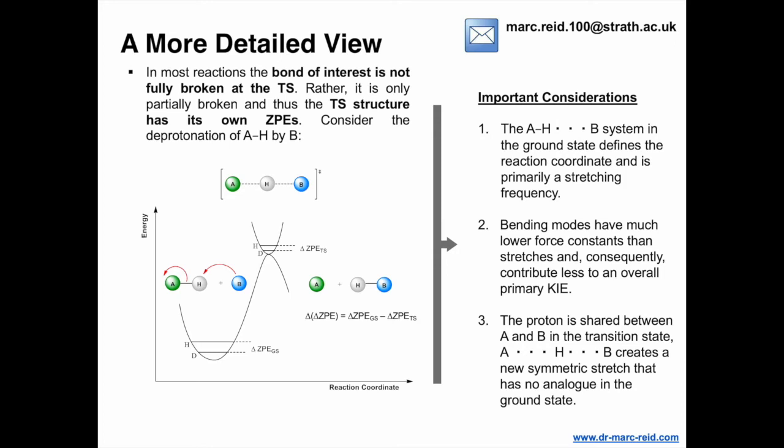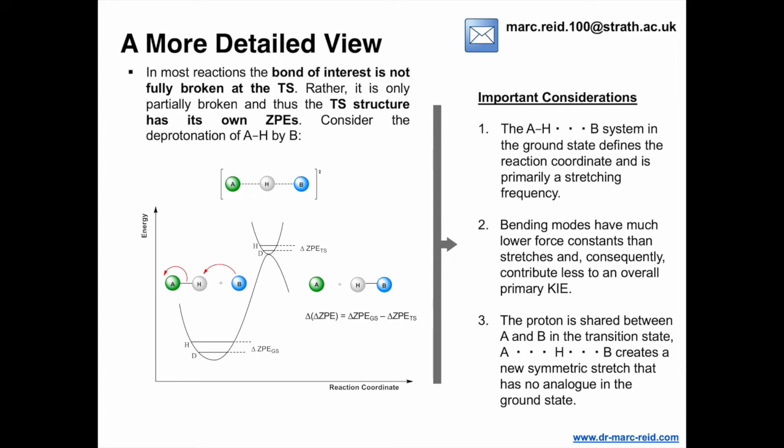Point 1. The AHB system in the ground state defines the reaction coordinate and is primarily a stretching frequency. Point 2. Bending modes have much lower force constants than stretches and consequently contribute less to an overall primary kinetic isotope effect. And point 3. The proton is shared between A and B in the transition state.